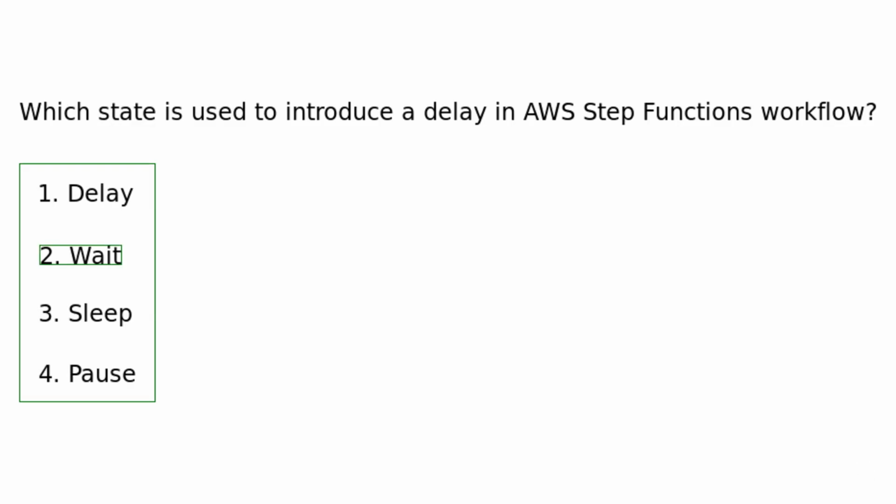The wait state is used in AWS Step Functions to introduce a delay in the workflow execution, either for a specific duration or until a specified timestamp.